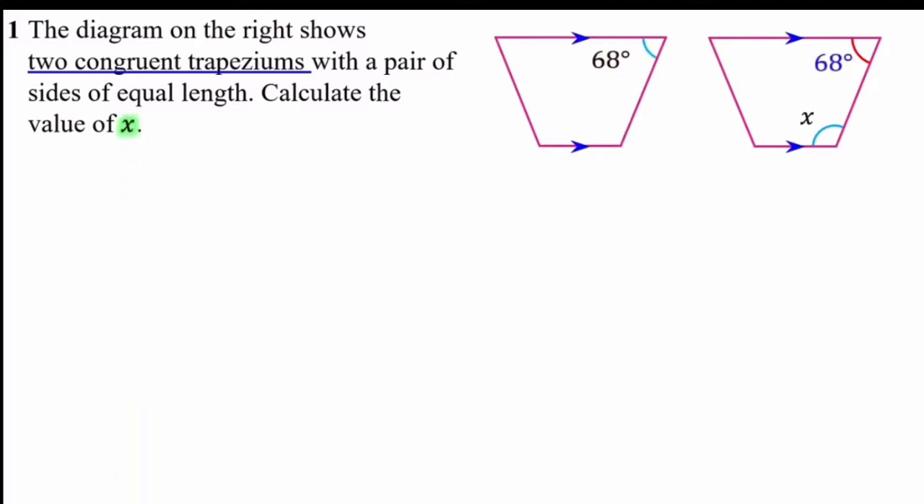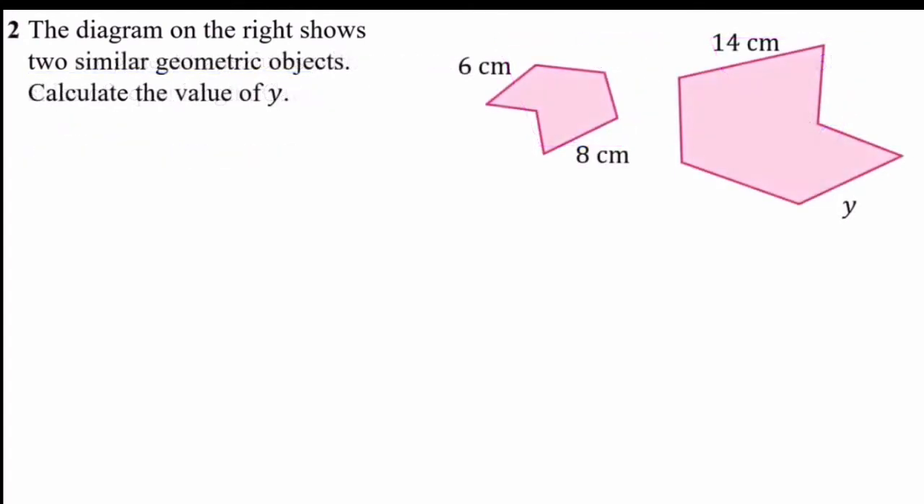So we just make sure we are using the right side and angle. We will use a parallel line for the trapezium, and we can find what we call the alternate angle or corresponding angle. You can use alternate or corresponding angle. Okay, so 68 plus x should be equal to 180 degrees. So x should be 180 minus 68. So the answer is 112 degrees.